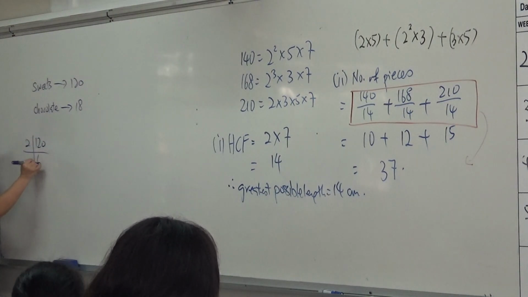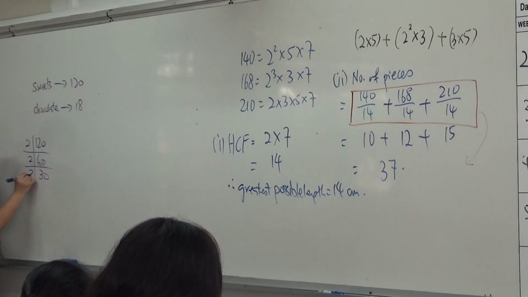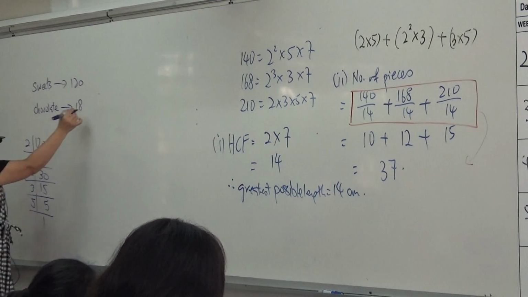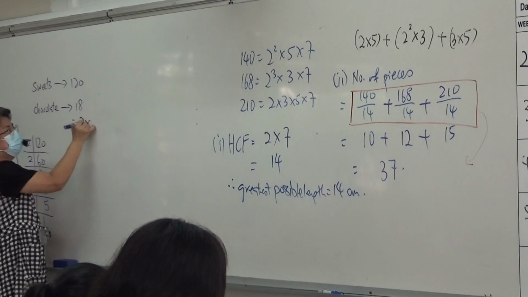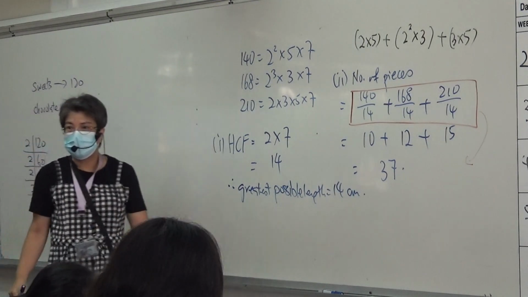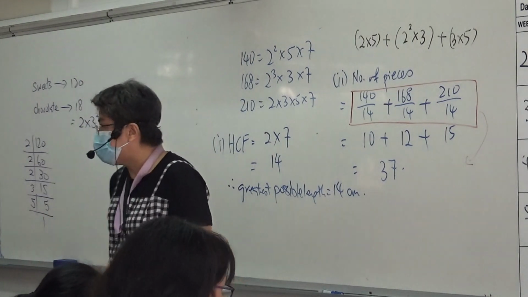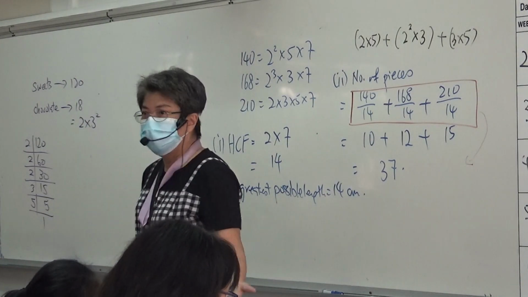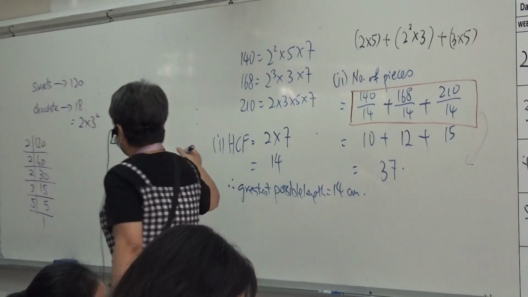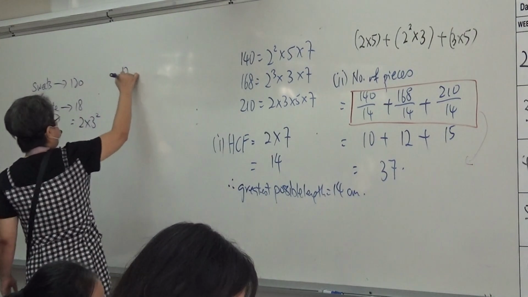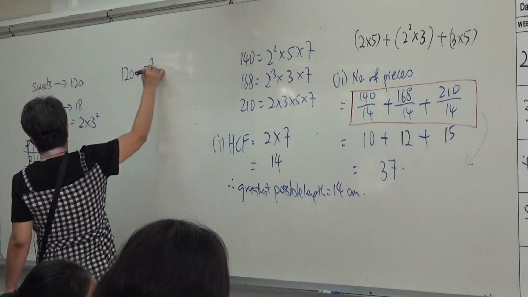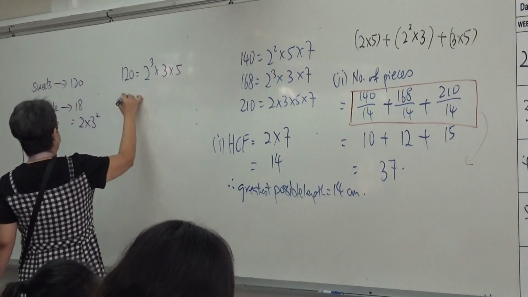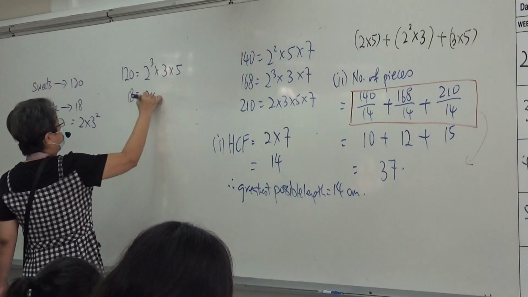Okay. Now, 120. I divide by 2, 60. 2, 30. 2, 15. 3, 5, and 5, 1. 18 is very easy. I'll say it's 2 times 3 squared straight away, because 2 times 9, so 2 times 3 squared, correct? You can do it the other way also, but you must write it down. So, do you agree that 120 is 2 to the power of 3 times 3 times 5? 18 is 2 times 3 squared, right?